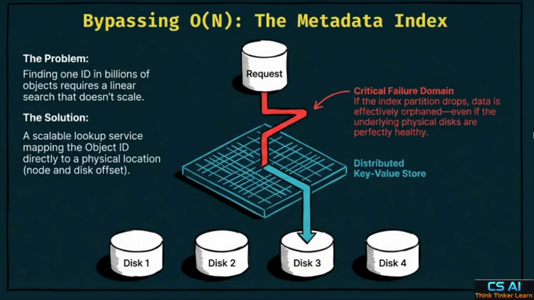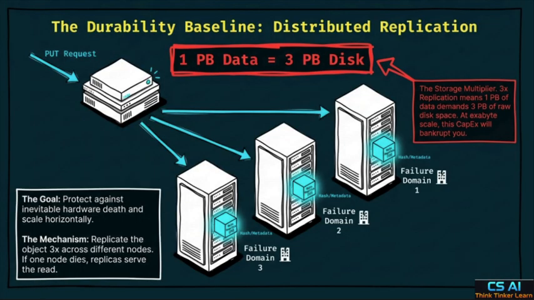How do we find one specific object in a sea of billions? We bypass the O(n) linear search catastrophe by using a metadata index. The system uses a distributed key-value store to map an object ID directly to its physical location, the specific node and the disk offset. However, this index is a critical failure domain. If the index partition drops, your data is effectively orphaned, even if the physical disk holding the video or logs is perfectly healthy.